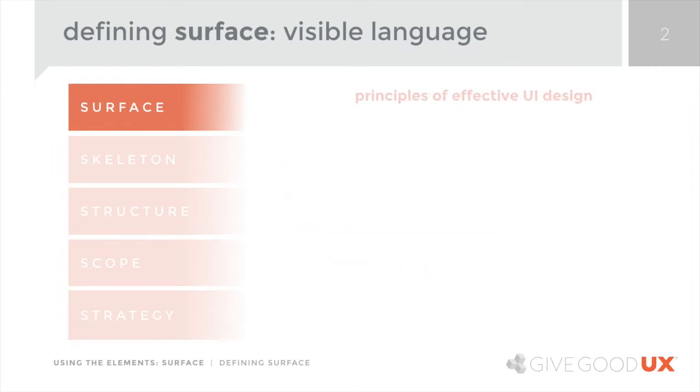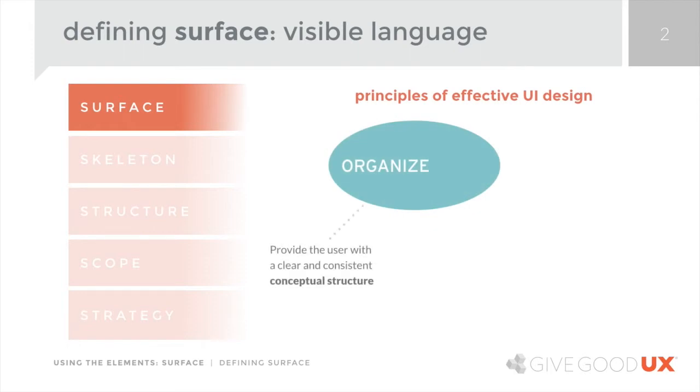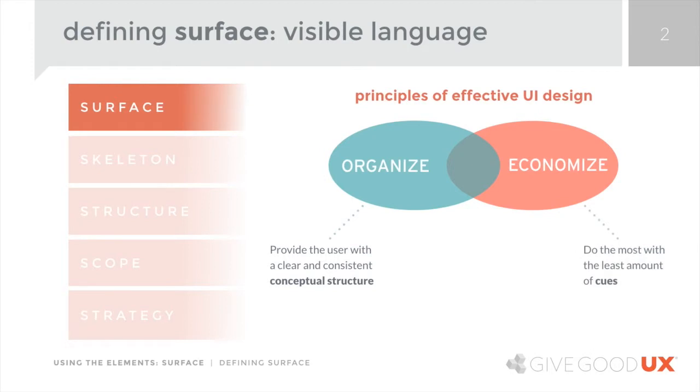Let's start with some principles of good user interface design. There are three fundamental principles that are at the core of creating a visual interface design that's effective. First, we have to organize. We're providing the user with a clear, consistent conceptual structure of how this thing works. Second, we have to economize, which means we want to do the most that we can with the least amount of cues. Do more with less. Keep things simple. Third, and maybe most importantly, we have to communicate.